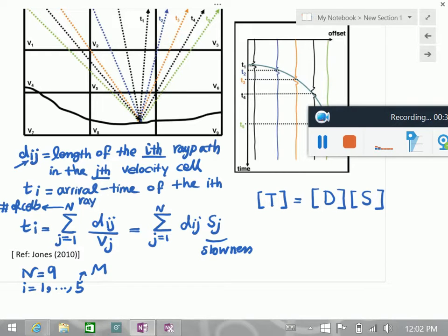So for example, T is Ti. So it's like T1, T2 to Tn. So the number of rows is n, and it's a column vector, right? How about D? It's m by n. And S is n number of cells. It's a vector. That's all I wanted you to do.